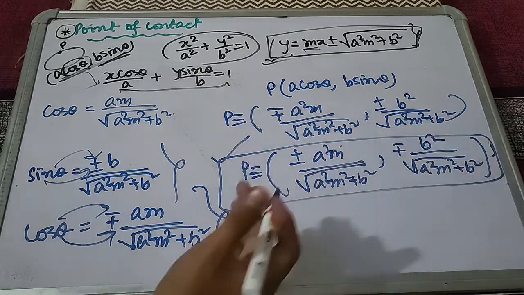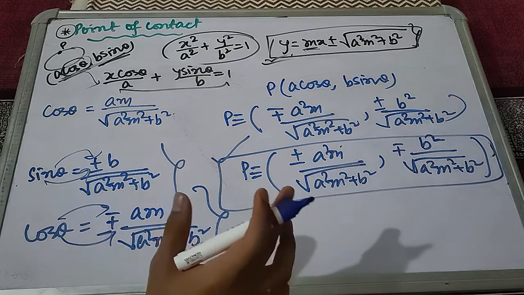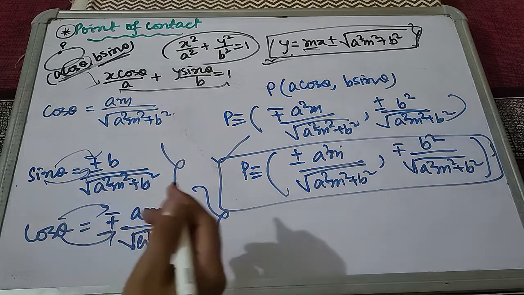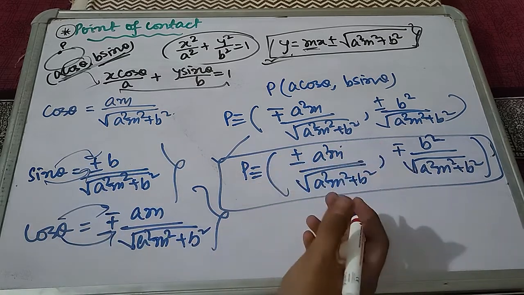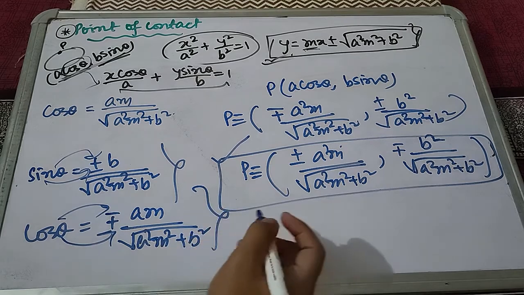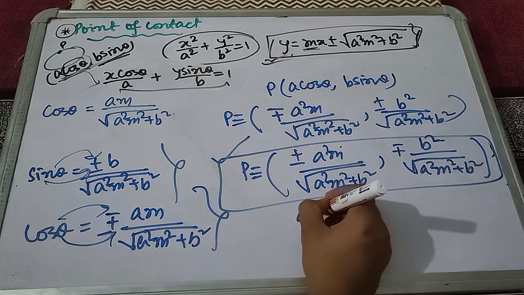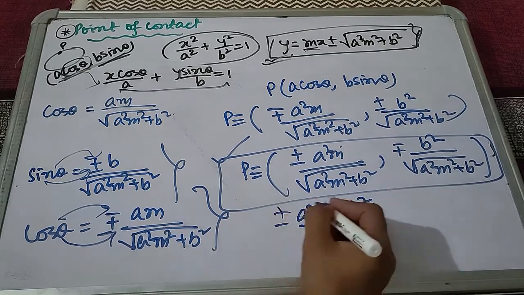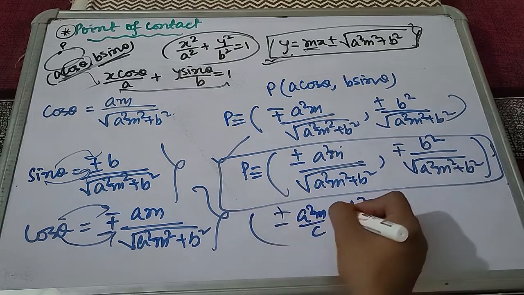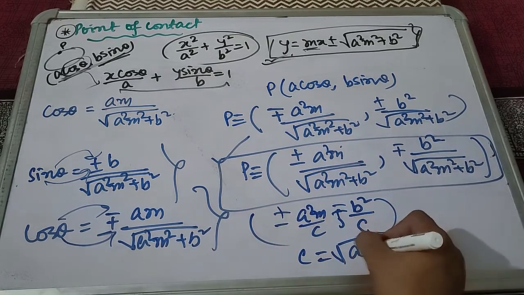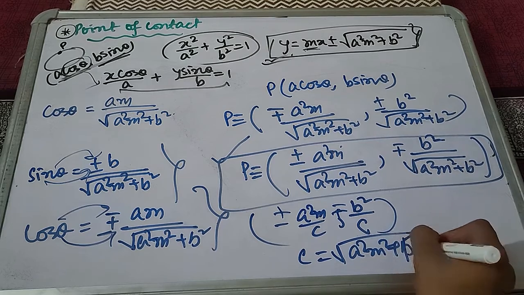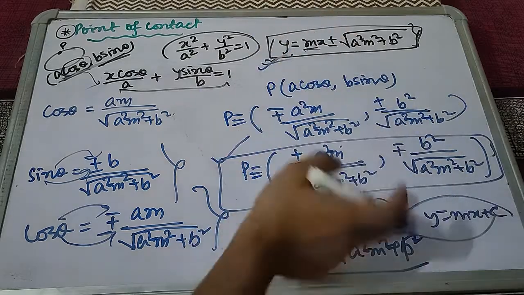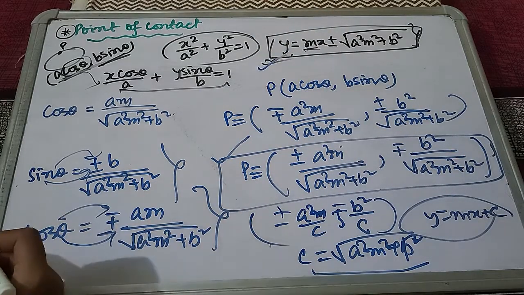But if you don't remember, no worries, because if you know how to derive things, then it isn't much of a problem. But yes, of course you will require a little bit of extra time. Now to make it easier to remember, we write it as a square m by c and b square by c, and the signs as well, minus plus and minus plus, where c equals under root a square m square plus b square, because we already knew this relation when y equals mx plus c and this line was same. Okay. So this is our point of contact.